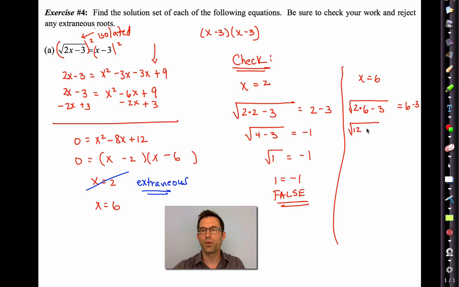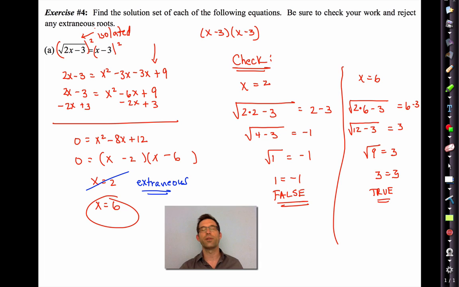We get square root of 12 minus 3 is equal to 3, and the square root of 9 is equal to 3. Well, in this case, it's the positive square root, so 3 equals 3, and that's true. So that is a correct answer. In fact, it's the only correct answer, the only one.